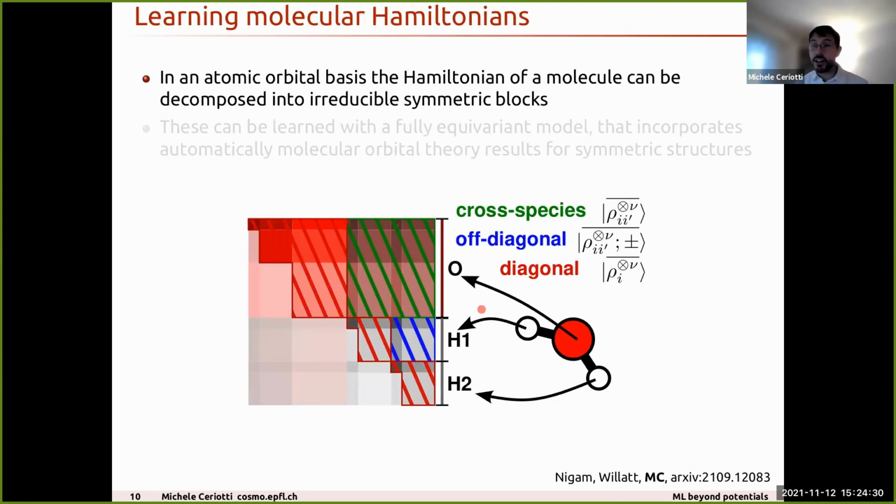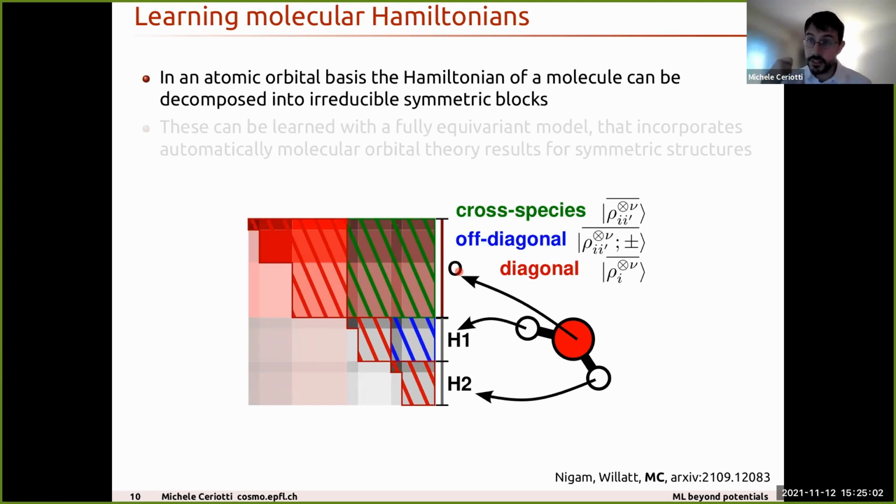And something very, very recent, just put on the arXiv a little bit more than a month ago, we have also built an entirely equivariant model, which means equivariant with respect to rotations, translations, and permutations of the indices, for the matrix elements of the Hamiltonian written in an atom-centered orbital basis.